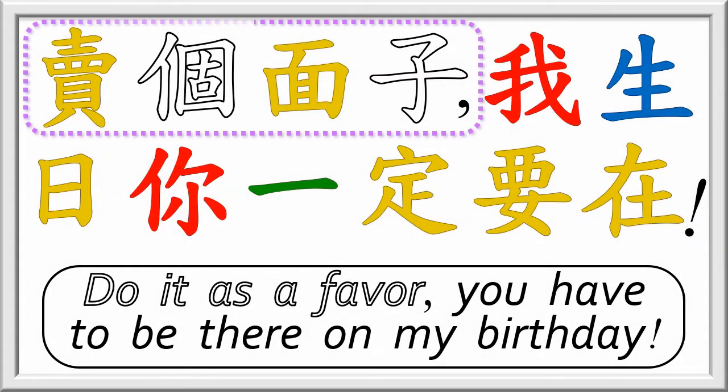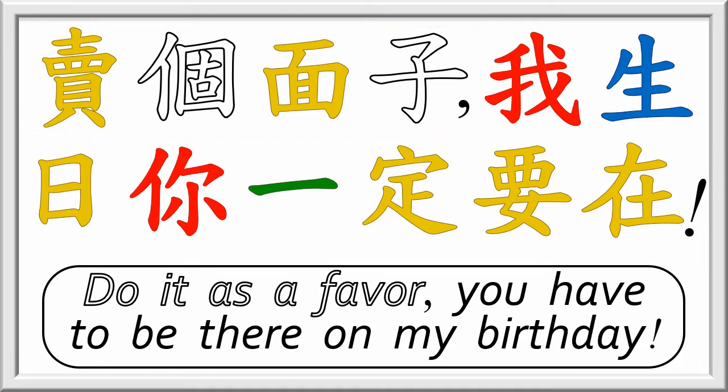卖个面子，我生日你一定要在。 Do it as a favor to me, okay? You have to be there on my birthday. This, literally, is selling your face, meaning to lend your appearance in order that someone can make a good impression on others. Our second character is an absolutely essential one, the verb to come.